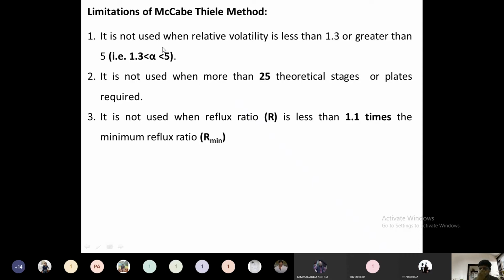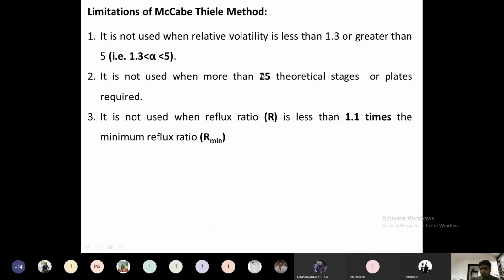Here, we have to see what the limitations of the McCabe-Thiele method are. The McCabe-Thiele method is used when relative volatility is between 1.3 and 5. When relative volatility is more than 5, we can't use the McCabe-Thiele method. When it is less than 1.3, we can't use it either. So only between these values can we use the McCabe-Thiele method. Then if the column has more than 25 theoretical plates, we can't use the McCabe-Thiele method. We have to go for more advanced methods. The column should not have more than 25 plates for us to use the McCabe-Thiele method.